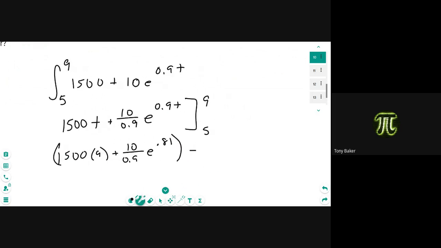minus 1500 times 0.9 times 9. Isn't it 0.9 times 0.9? That's right, 0.81. Okay. I was off by a decimal. E to the 4.5. Which again, you're going to type in the calculator to get the answer.